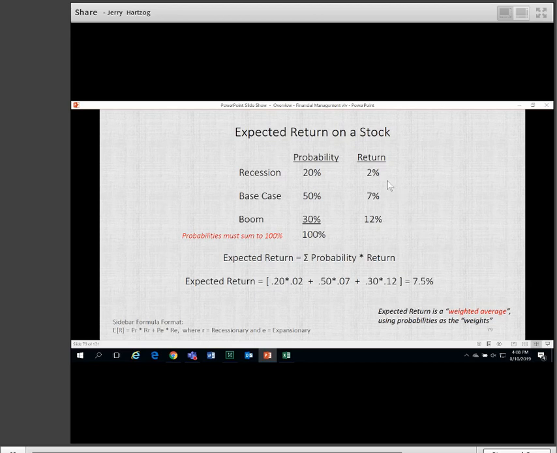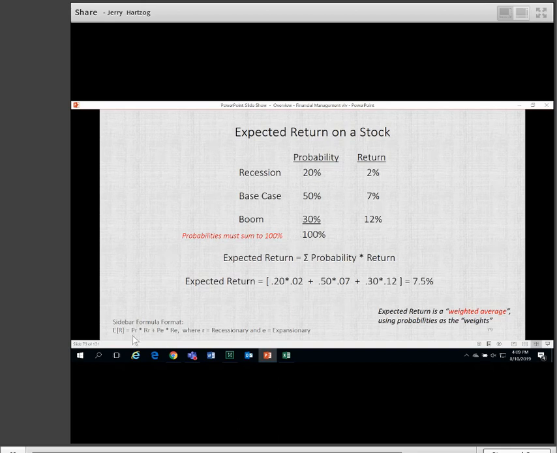Well, your expected return will be a weighted average of these three returns using the probabilities as weights. For instance, we'd say 20% times 2% plus 50% times 7% plus 30% times 12%, and we get 7.5%. That's our expected return on this particular stock. It is simply a weighted average. Note, the sum of the probabilities has to be 100%.